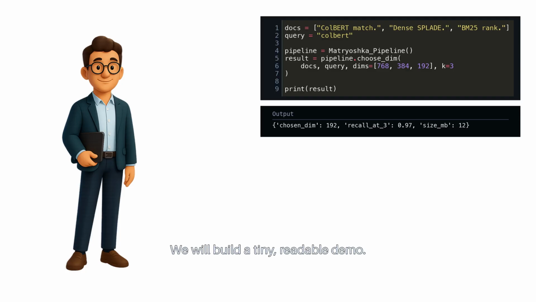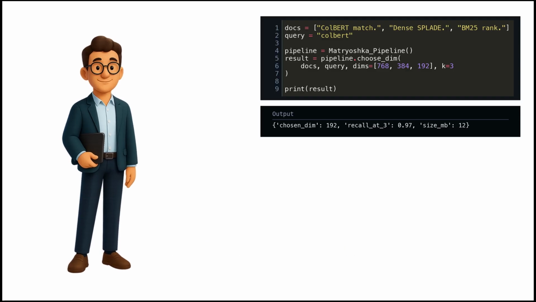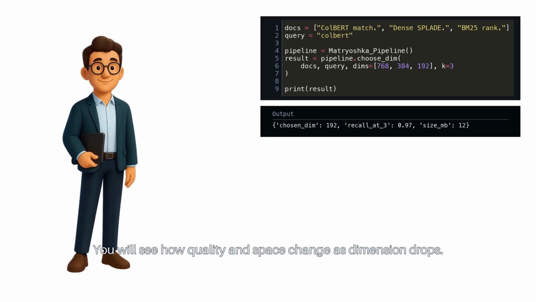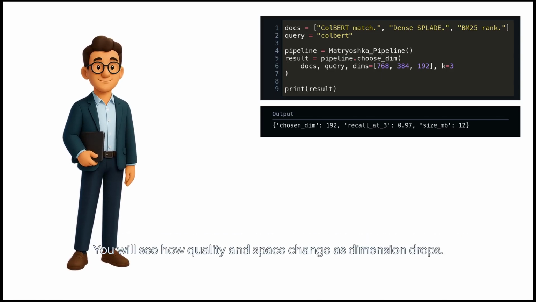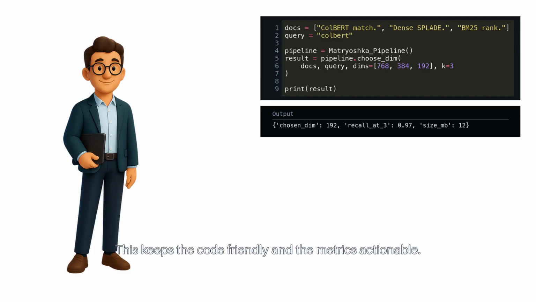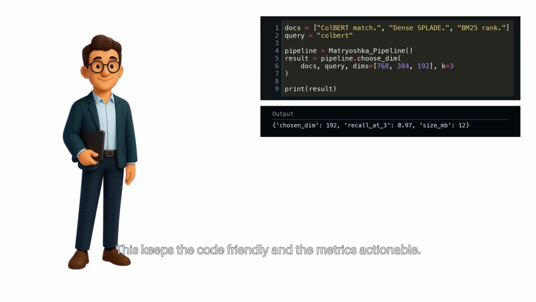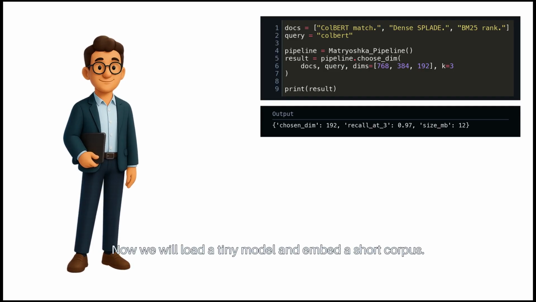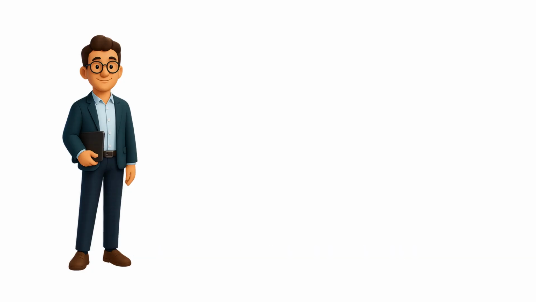We will build a tiny, readable demo. It embeds a short corpus, creates truncated variants, tests ranking overlap, and times searches. You will see how quality and space change as dimension drops. This keeps the code friendly and the metrics actionable. Now we will load a tiny model and embed a short corpus.